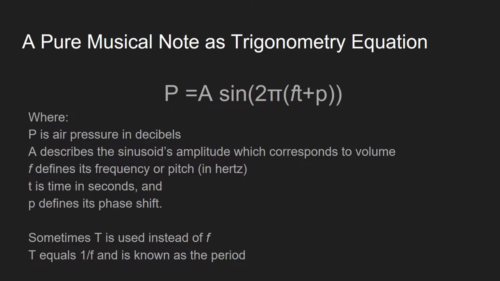This is the mathematical equation that represents a pure musical note where capital P is the air pressure in decibels, A represents the amplitude, lowercase f defines the frequency or pitch in hertz, and lowercase t represents the time in seconds that the waveform lasts, and lowercase p defines the phase shift. And sometimes capital T is used instead of f, where T equals 1 over f and is known as the period.